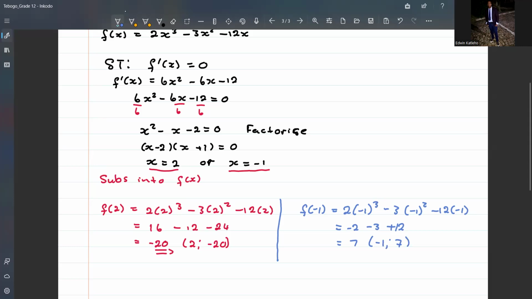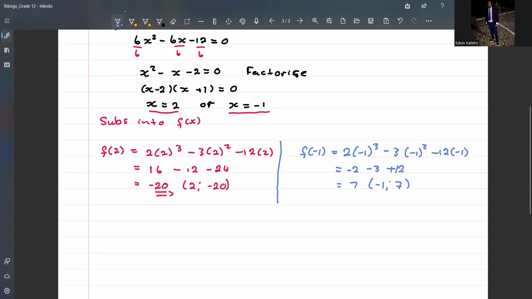All right. So we now have our stationary points. If you look at this point, it is going to be a point that faces up. So this one is going to be our minimal stationary point. However, if you look at this one, we go to -1.